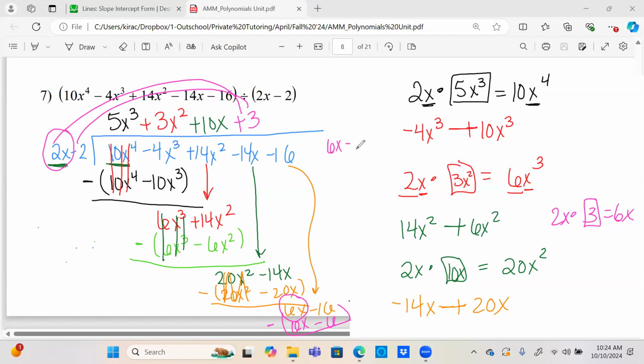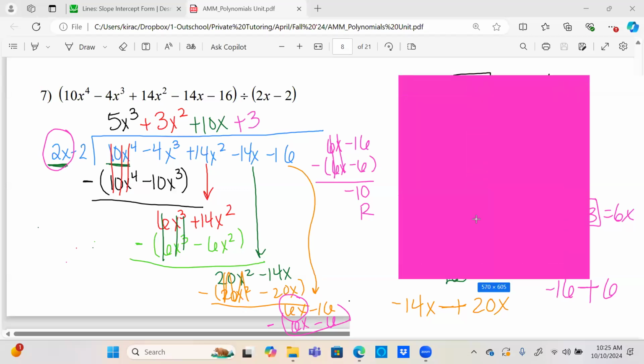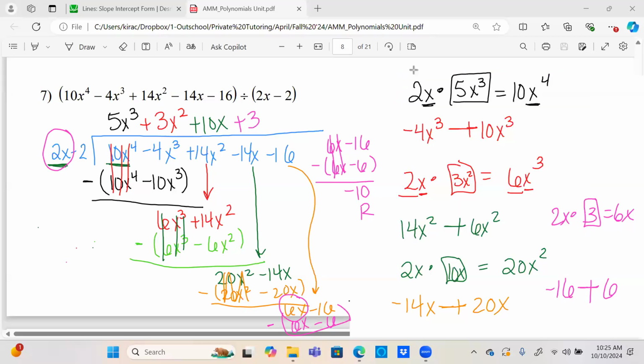So we have 6x minus 16. Subtract 6x minus 6. The first component cancels. Careful, we have negative 16 minus negative 6, which will turn to plus and be negative 10 as our remainder. All right. So up on top is our quotient. And then we just have to mess with the remainder as well. Oh, sorry, that's horrible.